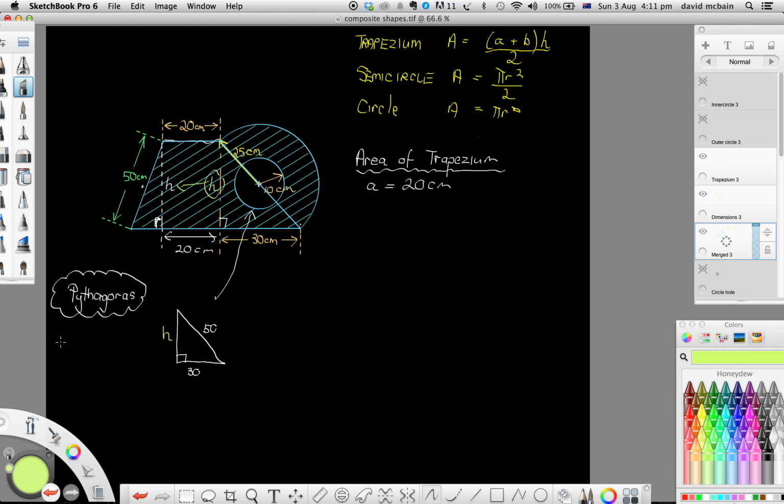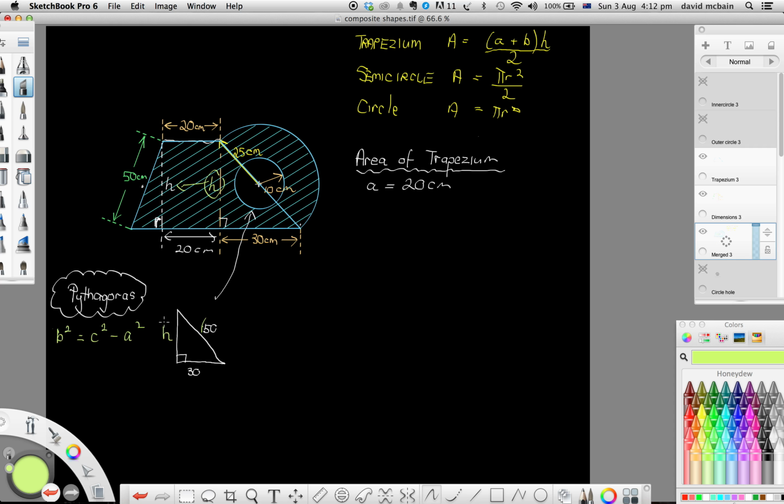Now remember, there are two versions of Pythagoras. If we're trying to find the longest side, it's going to be a squared plus b squared equals c squared, where c is the longest side. But we're not trying to find the longest side here, we're trying to find one of the other sides. So the version we use is b squared equals c squared minus a squared. In other words, the version with a subtraction sign in it.